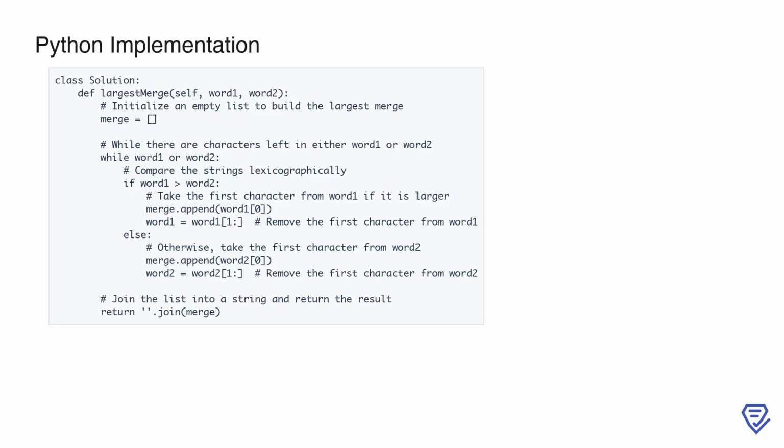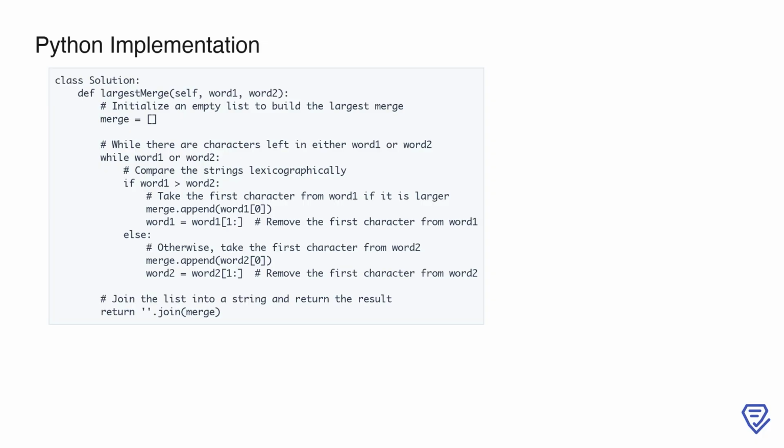It then enters a while loop that continues until both input strings are empty. Inside the loop, the current states of word1 and word2 are compared lexicographically. If word1 is larger, its first character is added to the merge list, and that character is removed from word1. Otherwise, the first character of word2 is added to merge, and it is removed from word2. This comparison ensures that the largest possible character is always chosen at each step, leading to the lexicographically largest merge.